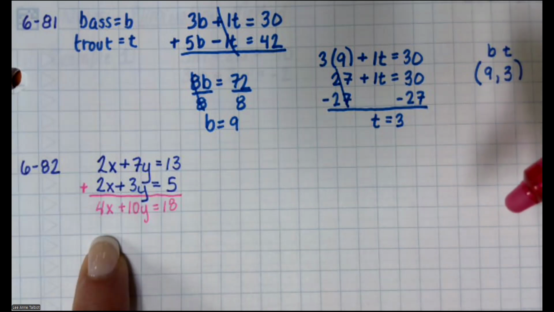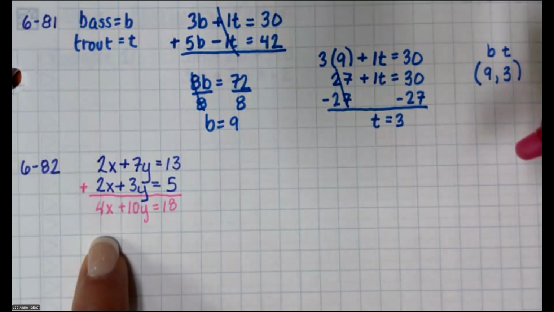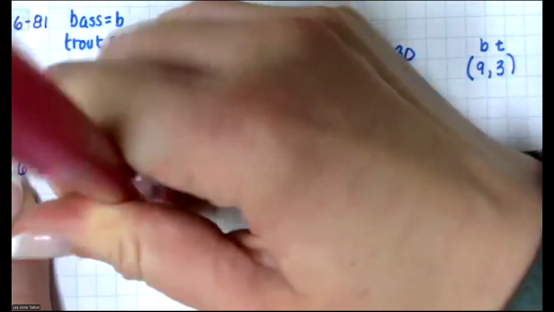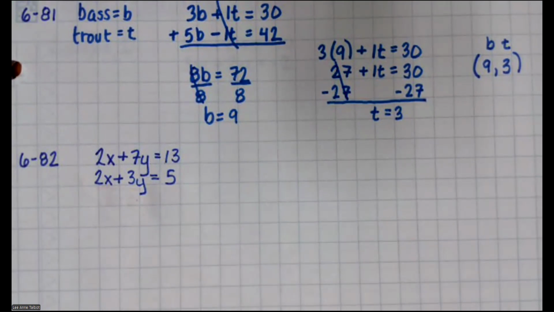Okay, so here's my question. What is the name of the method I used? Elimination. What happened? Nothing eliminated. We said the same thing at the same time. Okay, so anybody have an idea of what I could do to fix that? Yes, use a different method.